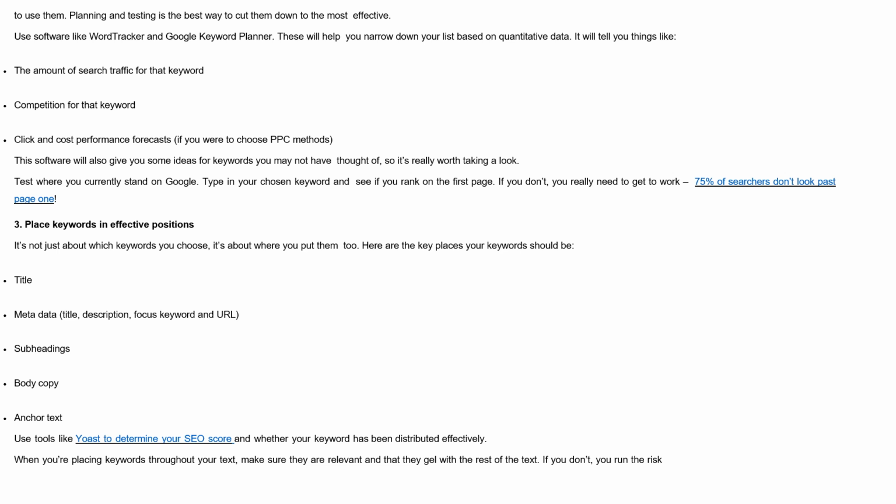Place keywords in effective positions. It's not just about which keywords to choose, it's also about where to put them. Here are some key places where your keywords should be: title, metadata, subheadings, body copy, anchor text. Use a tool like Yoast to determine your SEO score and whether your keyword has been distributed effectively. When you're placing keywords throughout your text, make sure they are relevant and they gel with the rest of the text. If they don't, you run a risk.